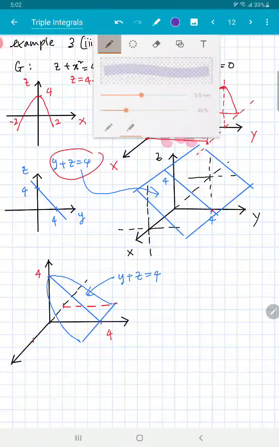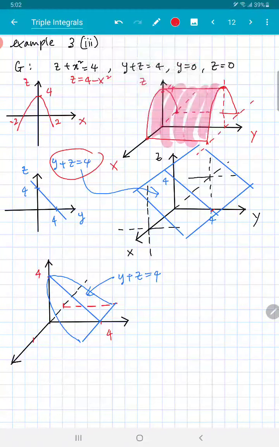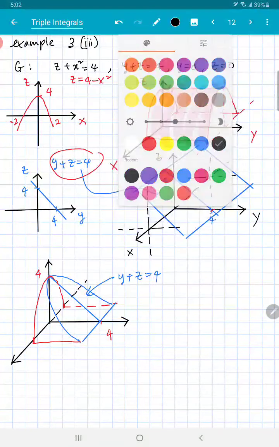Okay, let me sketch that again. We have this parabola here, and we have that parabola as well at the back. This is our solid G, and what we want is to find the volume.